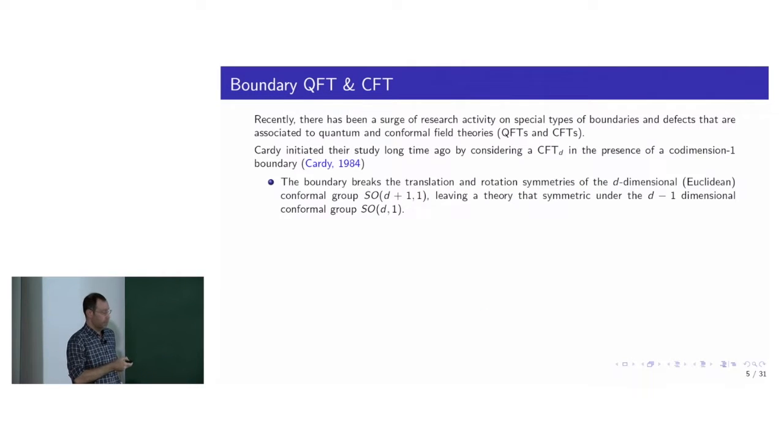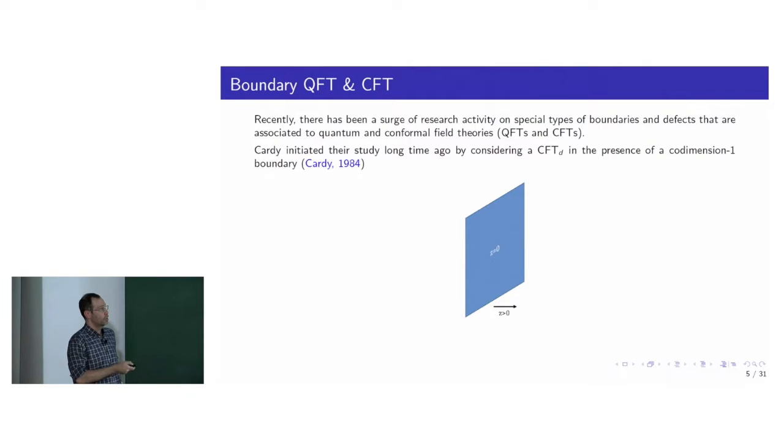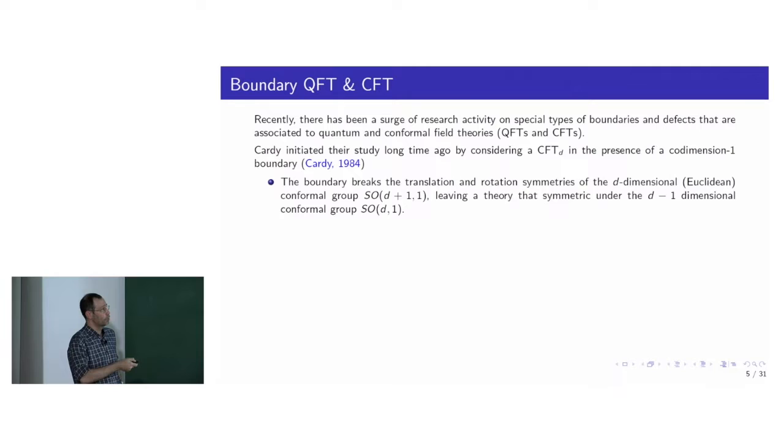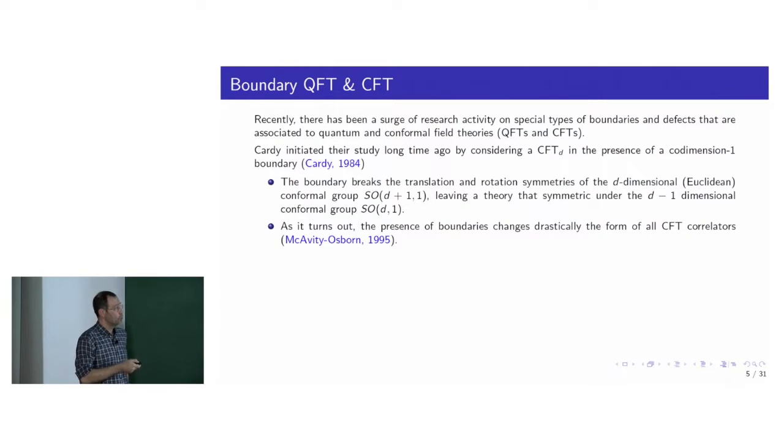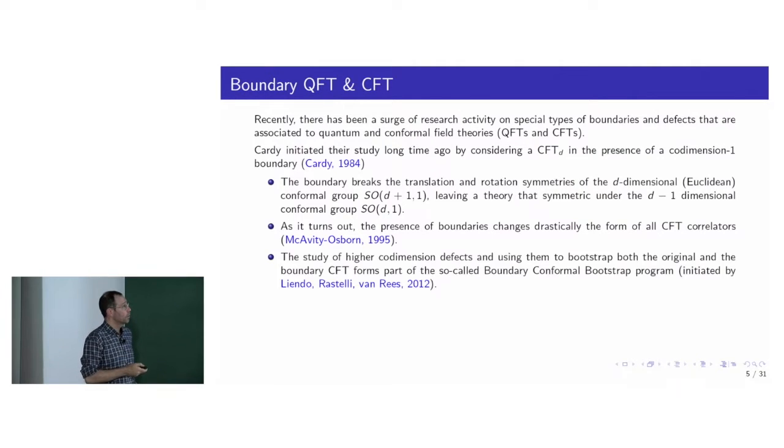It's very clear that this boundary, say at the point z equal to 0, breaks translation invariance, and then, beginning with the Euclidean conformal group, the system with a boundary respects a subset of this Euclidean conformal group, namely the conformal group in one dimension less. And of course, as I anticipated, the presence of boundaries completely alters all that we know about and loved about CFT correlators. We have a completely new set of conformal data in this case. And of course, the study of higher codimensional defects and the use of them to bootstrap both the original and boundary CFT are part of the conformal bootstrap program.